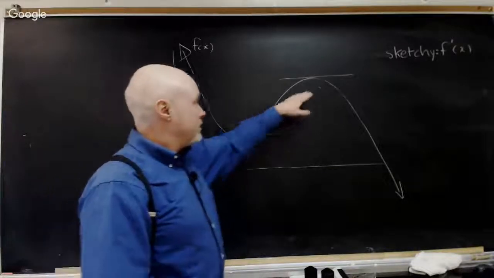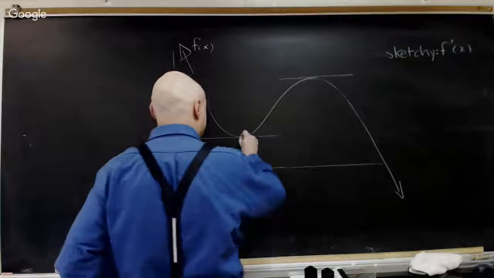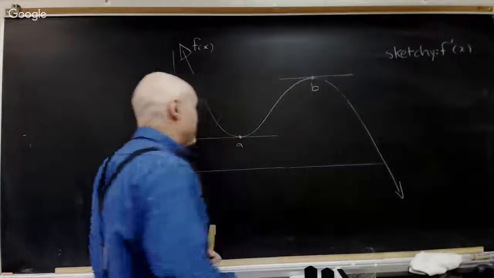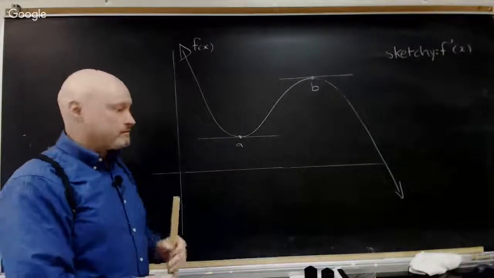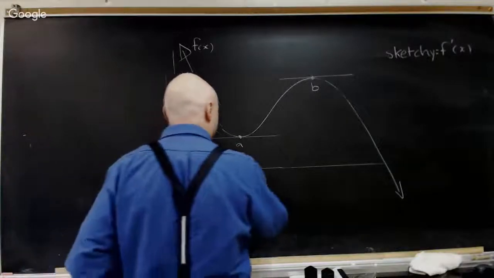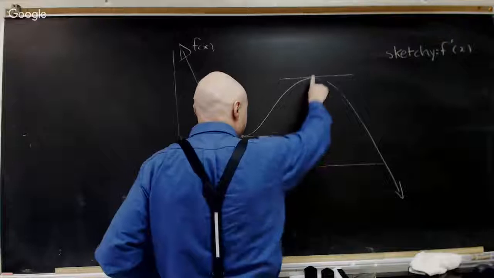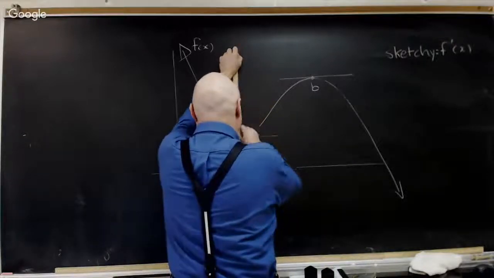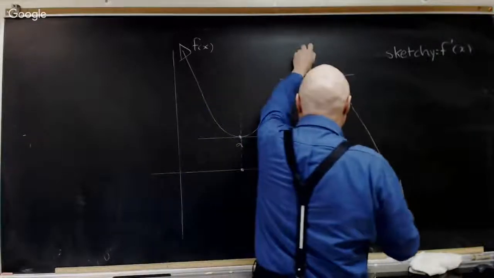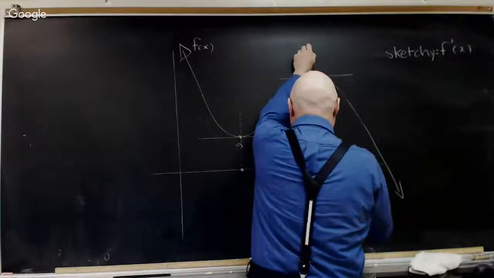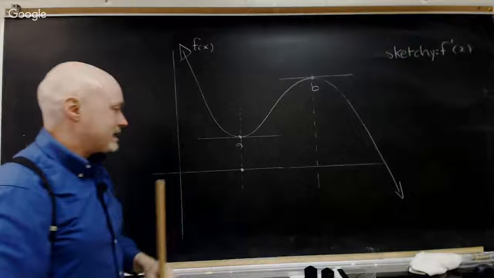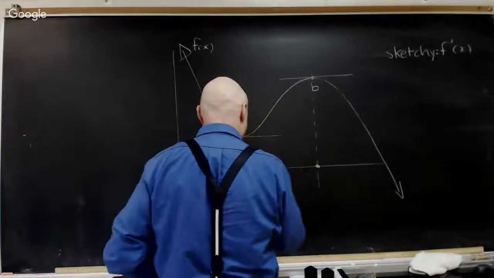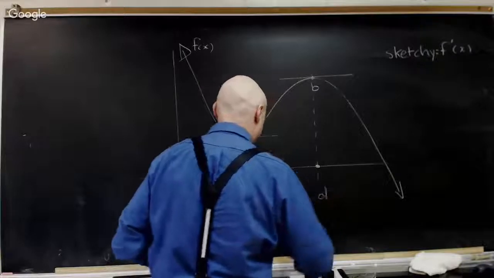Right here and here, we'll call this A, and at B, the slope is 0. And so if the slope is 0, that tells me that my derivative is 0. Okay, so at A and B, my slope is 0. So if I'm going for the derivative, that's where it's going to intersect the x-axis. So there we go. Let's call this C and D for the sake of argument.